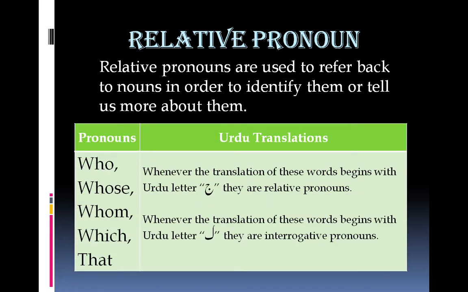Take a look at this table. There are two columns. In the left column are the words used as relative pronouns. Who, whose, whom, which and that. Who is subjective case, whose is possessive case, and whom is objective case. Which and that can function as subjective case and objective case both, but they don't have a possessive case. Whose functions as the possessive case of these two pronouns also, which and that.